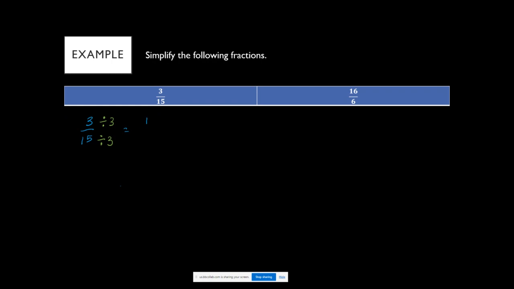3 divided by 3 is 1. 15 divided by 3 is 5. And then I can't make anything smaller than 1, so that is the simplified form, 1 over 5.